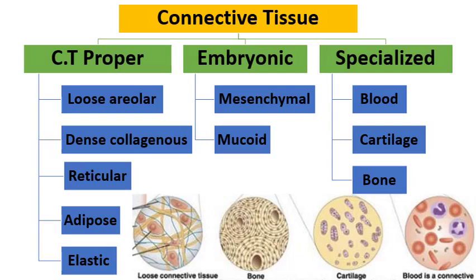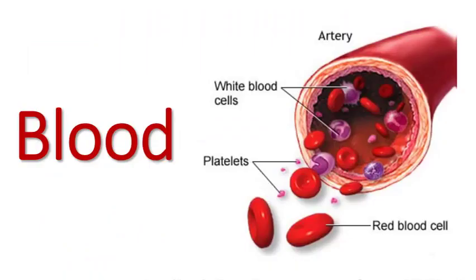Types of connective tissue generally may be connective tissue proper, like loose areolar, dense collagenous, reticular, adipose, and elastic; embryonic, such as mesenchymal or mucoid; or specialized, which is a special type of connective tissue with special characteristics, such as blood, cartilage, and bone. In this module today, we will talk about blood. Blood is a special type of connective tissue.